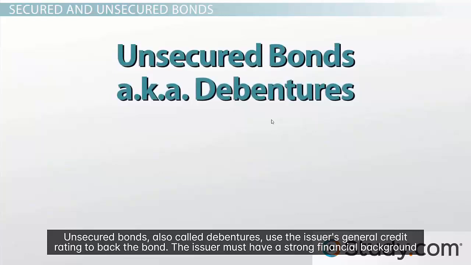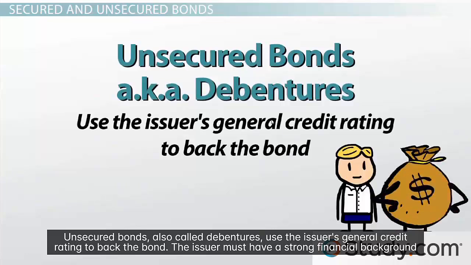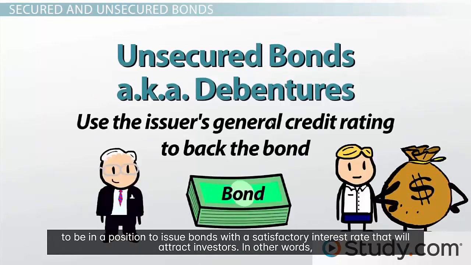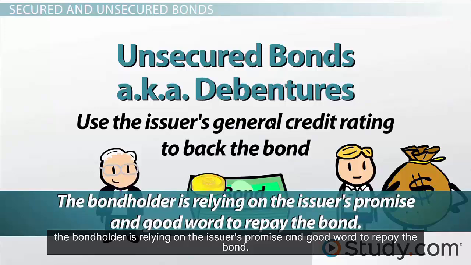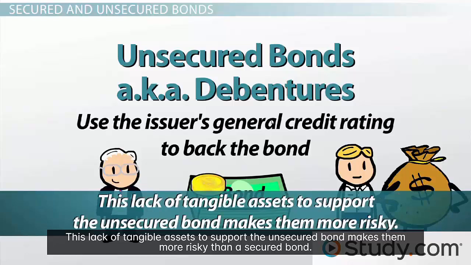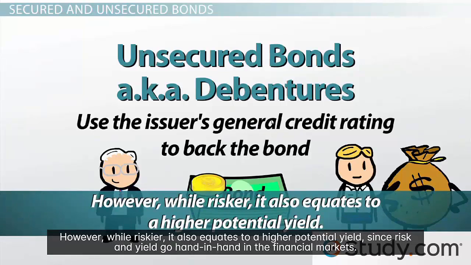Unsecured bonds, also called debentures, use the issuer's general credit rating to back the bond. The issuer must have a strong financial background to be in a position to issue bonds with a satisfactory interest rate that will attract investors. In other words, the bondholder is relying on the issuer's promise and good word to repay the bond. This lack of tangible assets to support the unsecured bond makes them more risky than a secured bond. However, while riskier, it also equates to a higher potential yield, since risk and yield go hand in hand in the financial markets.